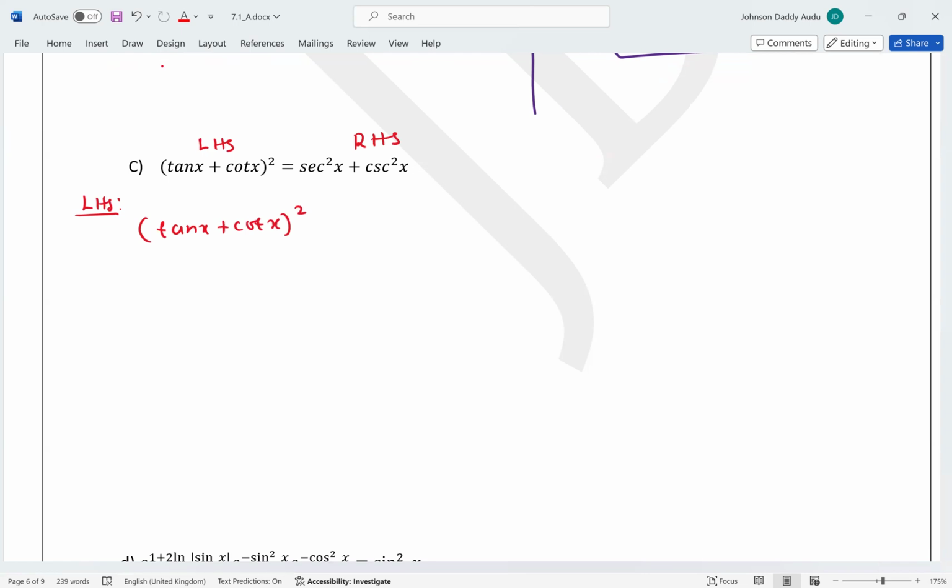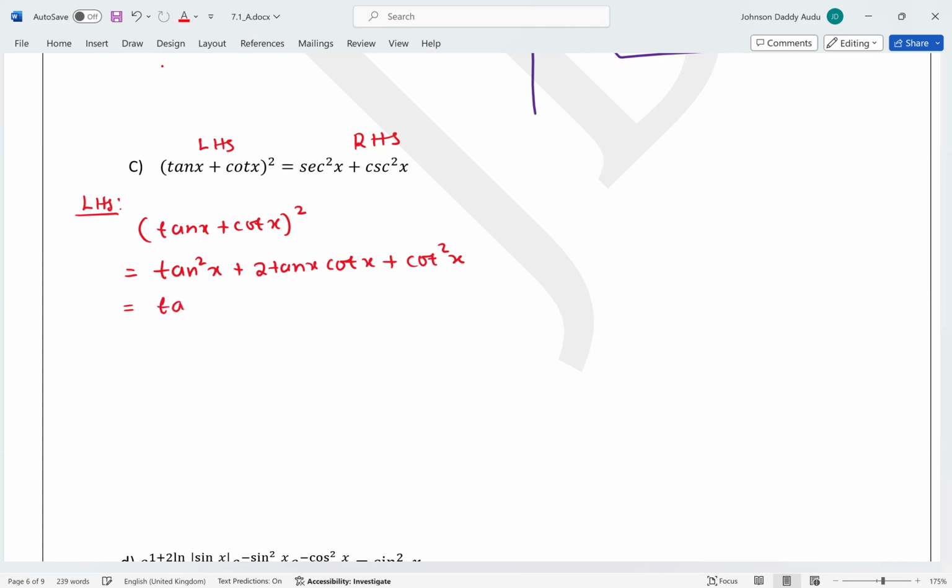If we expand this, this will just be what? Tan squared x plus 2 tan x cot x, right? Then plus cot squared x. And this is nothing but what? Remember, this is our goal. We want to reach this one.